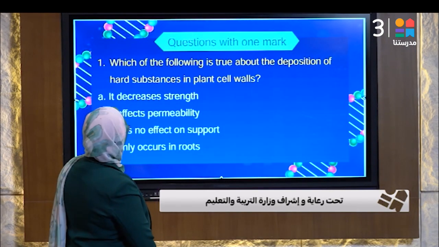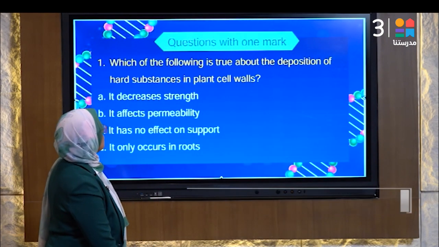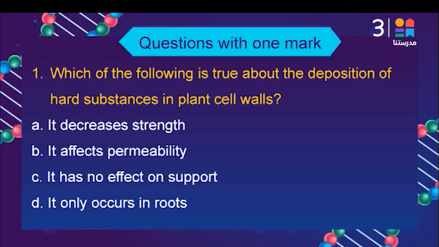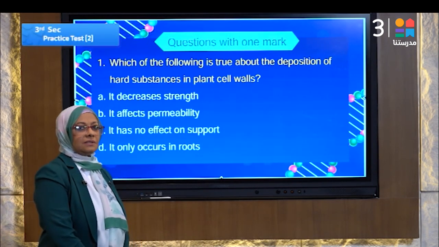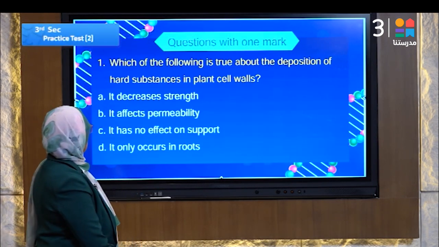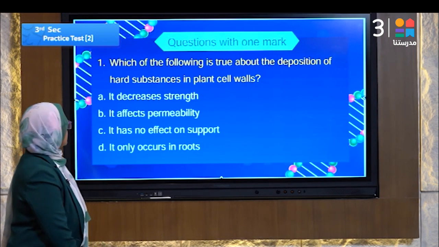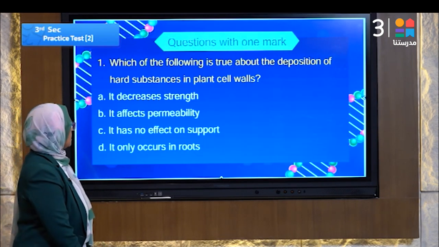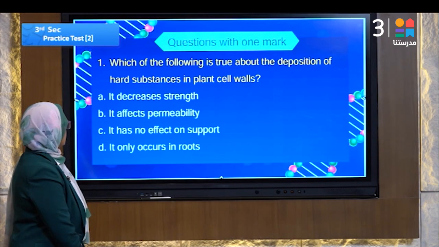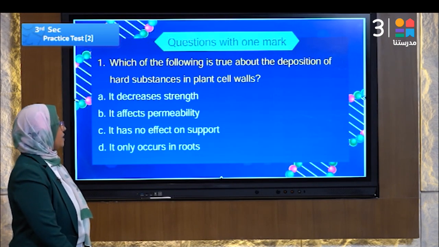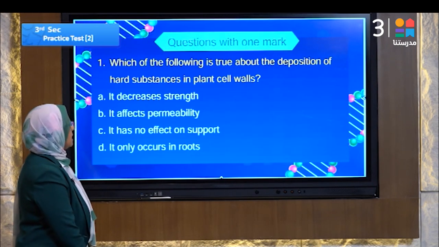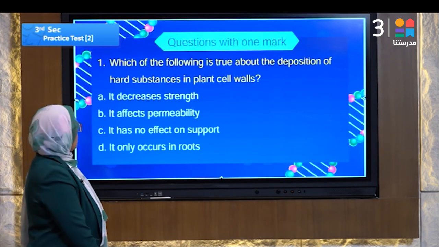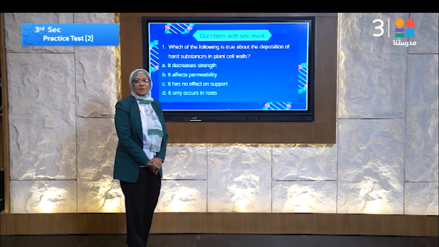Question number 1. Which of the following is true about deposition of hard substances in plant cell wall? Let's read our choices, then we discuss the question. The first choice is A, decrease strength. B, affect permeability. C, it has no effect on support. D, it only occurs in roots. What about the deposition in the plant cell?